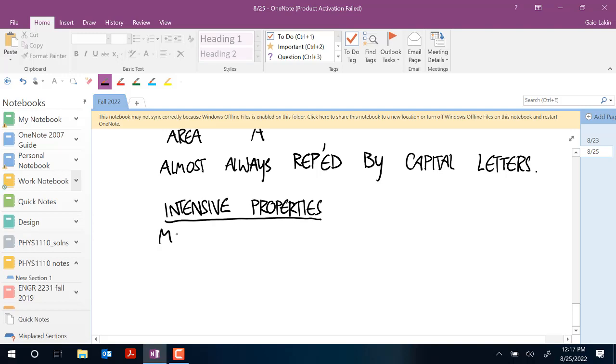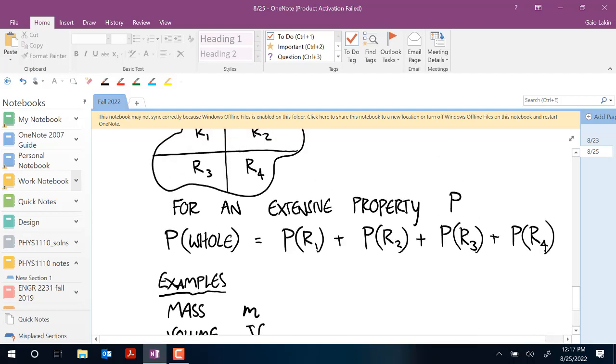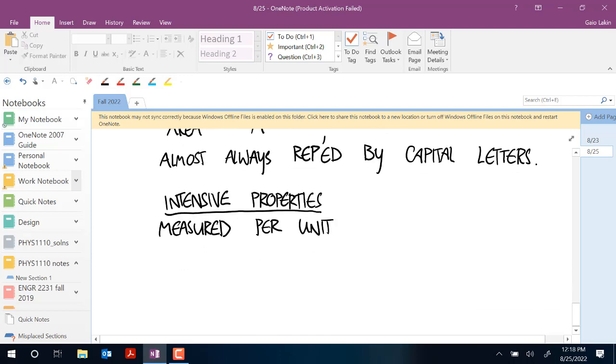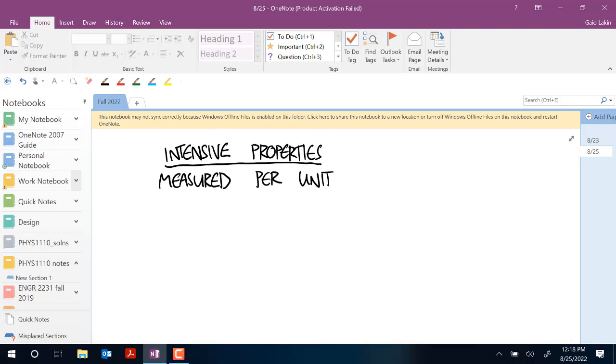These are properties that are measured per unit, and what the unit is that you measure can be different. What's an example of a property that, say, air or liquid can have that doesn't meet this requirement of extensive properties? Temperature, yep. So if you take the temperature of every region of this room, you don't add them up to get the temperature of the room.